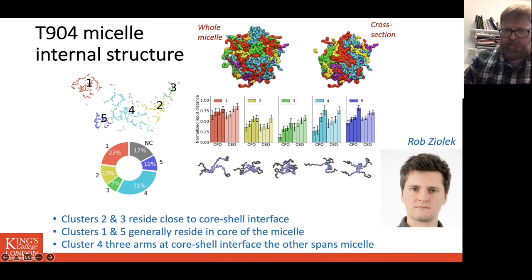So the purple part here is the PPO, the polypropylene oxide bit. And that would sit in the hydrophobic core with the hydrophilic PEO arms reaching out to the various sides of the nanoparticle. And then this one is usually found on the core-shell interface where the three arms are kind of bunched up together, but then one reaches across to the opposite side of the nanoparticle such that the hydrophilic part, the EO part, can dangle into the aqueous environment on the other side.